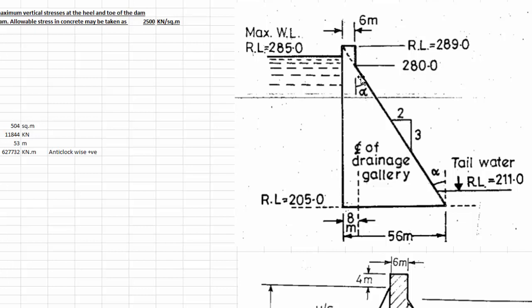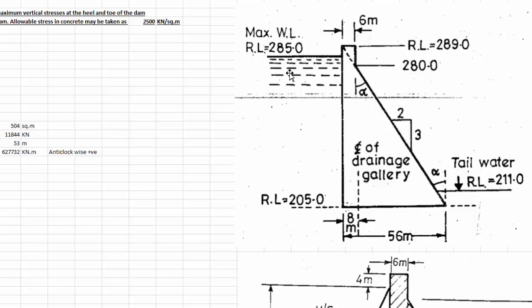Then you have this inclined surface, the slope of which is also given to you, 2 by 3, or for every 3 steps in the vertical direction, we are moving 2 steps in the horizontal direction. The water level on the downstream side is also given. The reduced level of water is given there, 211, and we are going to calculate all the loads except the earthquake and except the pore water pressure. So let us do this problem.